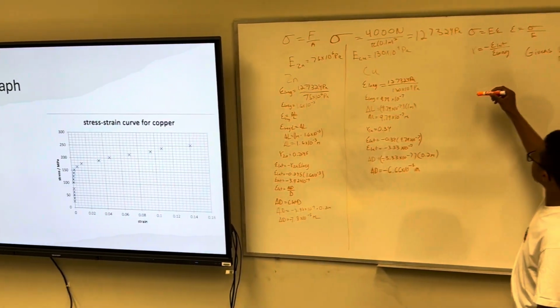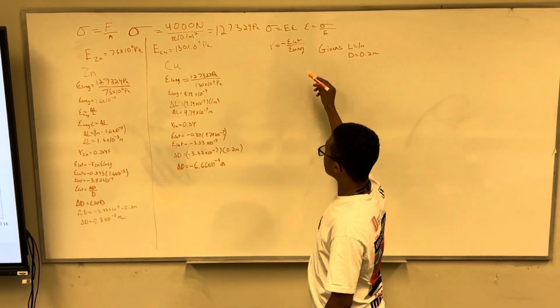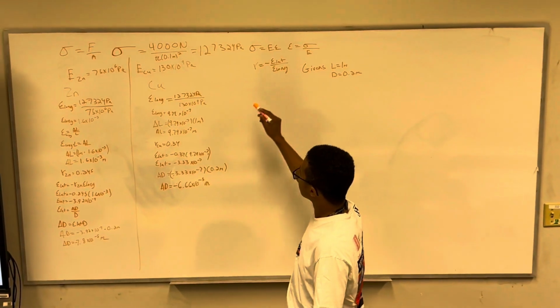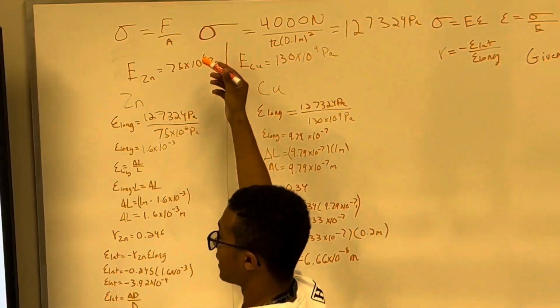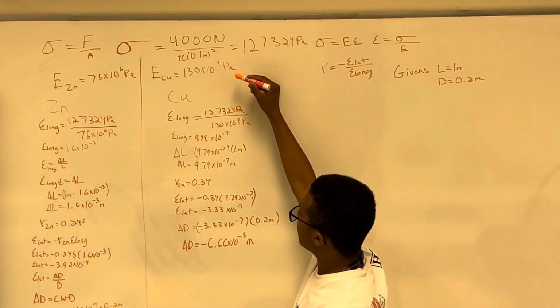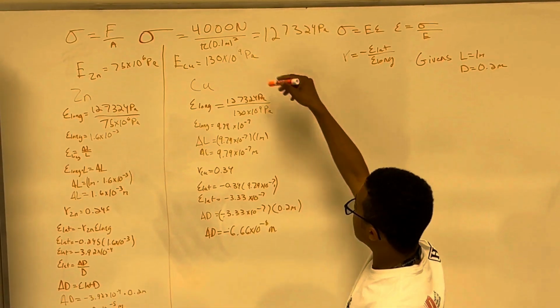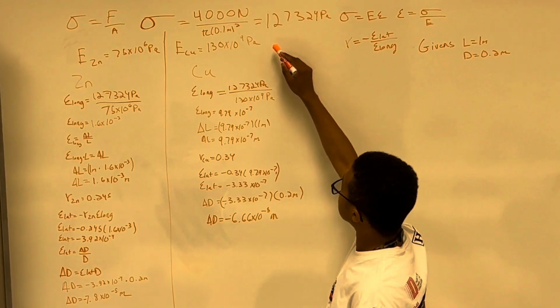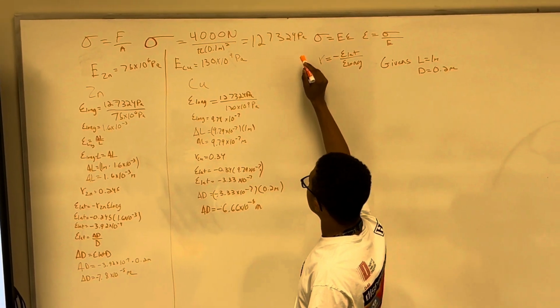All right, so here we have the graph for copper, and also we are finding the change in length and change in width, which is the change in diameter. First, we have to find the stress that is being applied to it. We are given a force of 4,000 newtons over the cross-sectional area, which the stress for both copper and zinc comes out to be about 1.27 kilopascals.